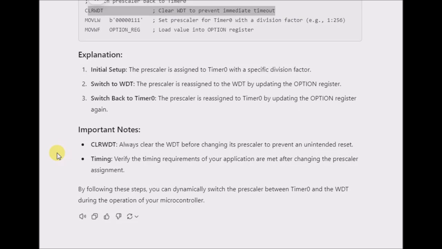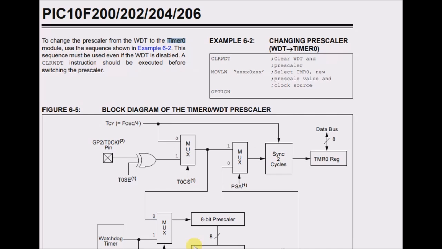By following these steps, you can dynamically switch the prescaler between Timer0 and the WDT during the operation of your microcontroller. It's funny how I find ChatGPT more convincing than the datasheet, even though the datasheet's probably more authoritative.